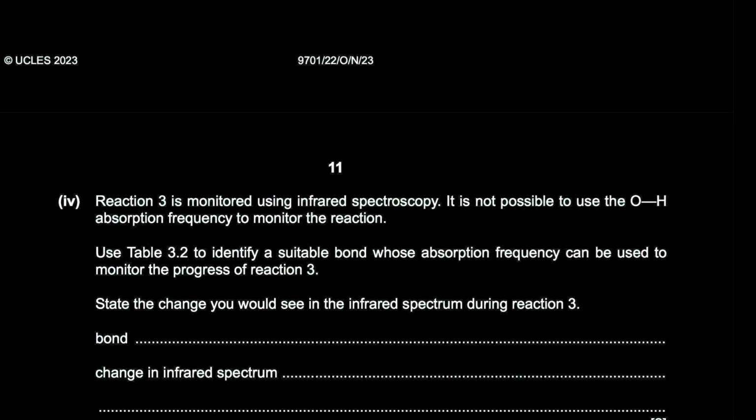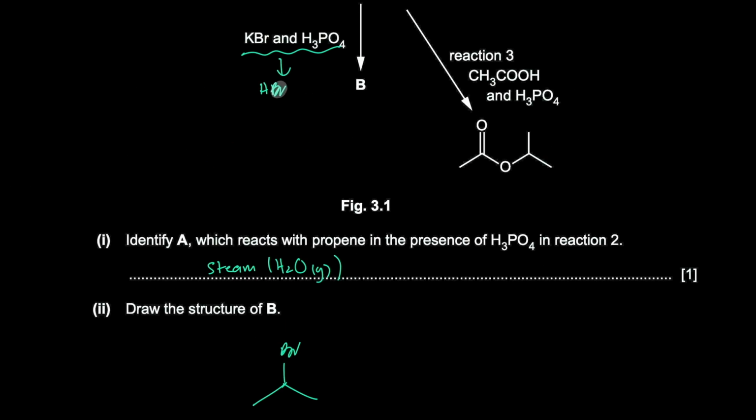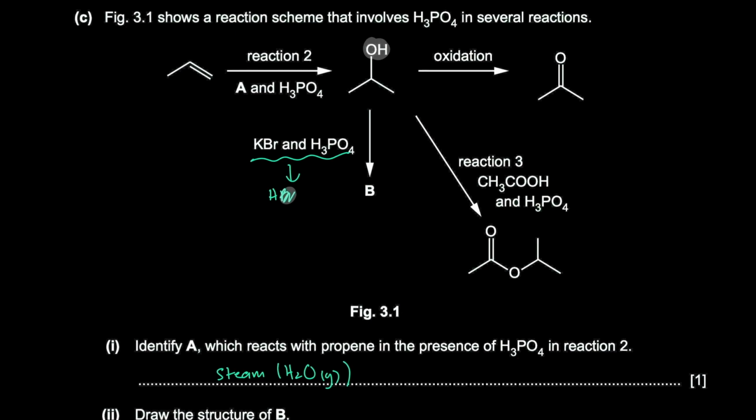Now, in reaction 3, you're converting the alcohol to an ester in the presence of a carboxylic acid. They're saying that you can't really use the OH peak to monitor the progress of the reaction. So what can we use over here? We can use the C=O peak, right?